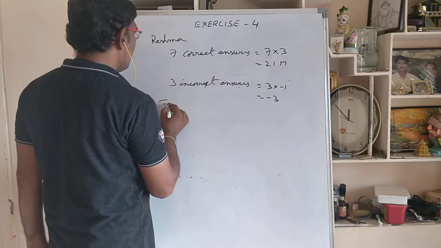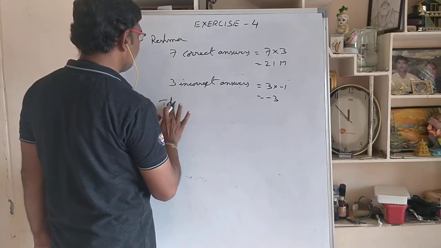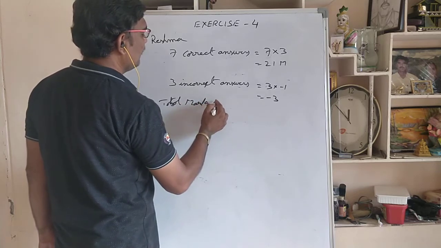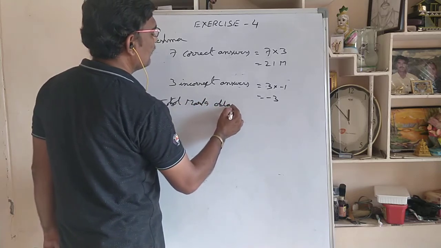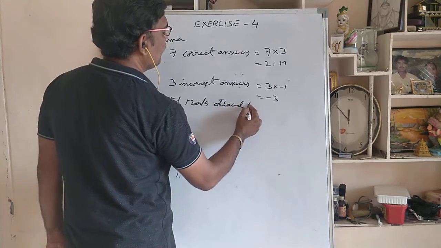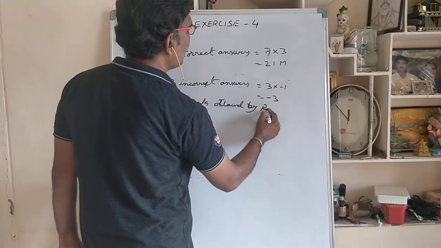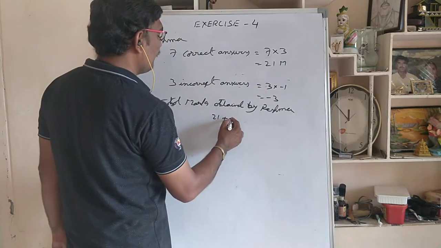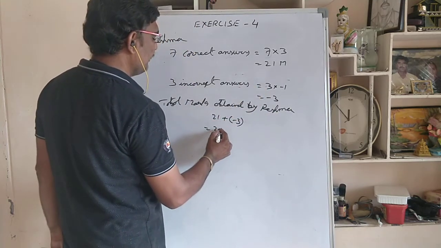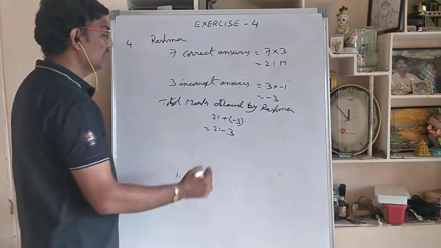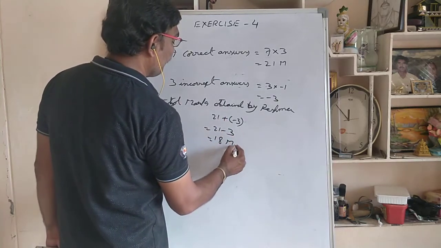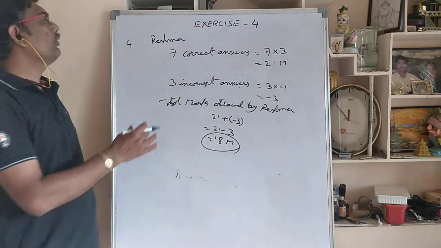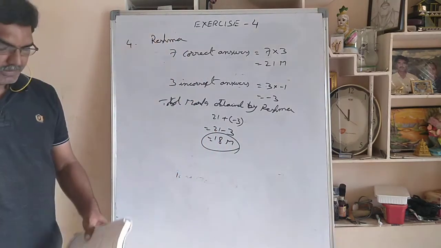So, total marks obtained by Reshma. For Reshma, total marks she will get means 21 plus minus 3, which is 21 minus 3. So you are getting 18. So 18 marks she scored out of 7 correct and 3 incorrect.